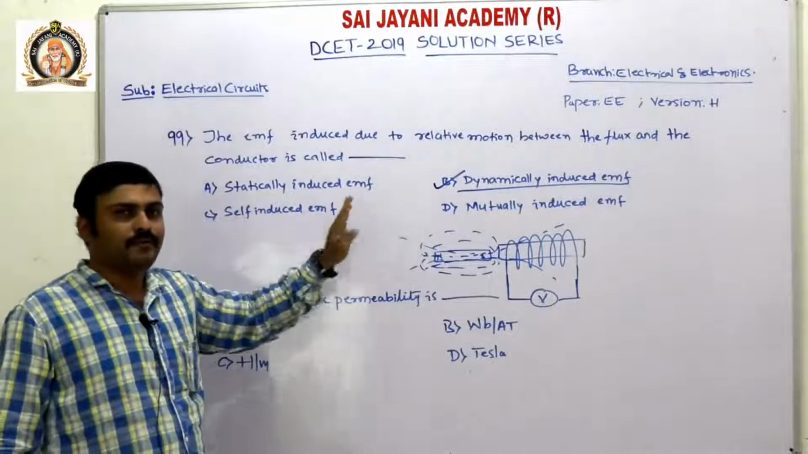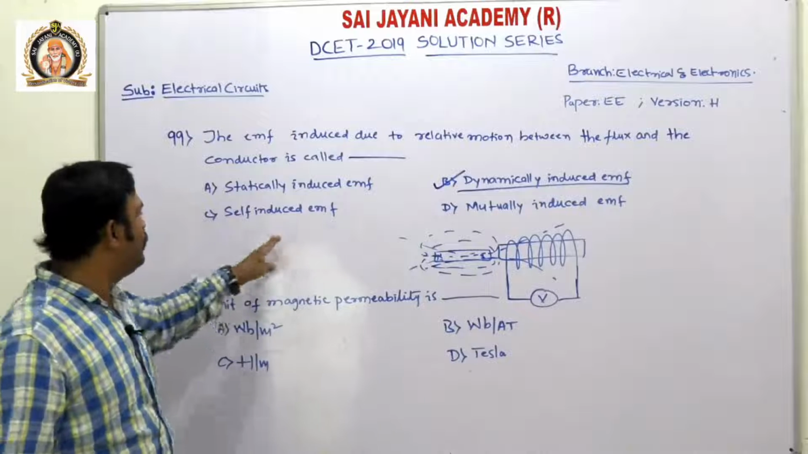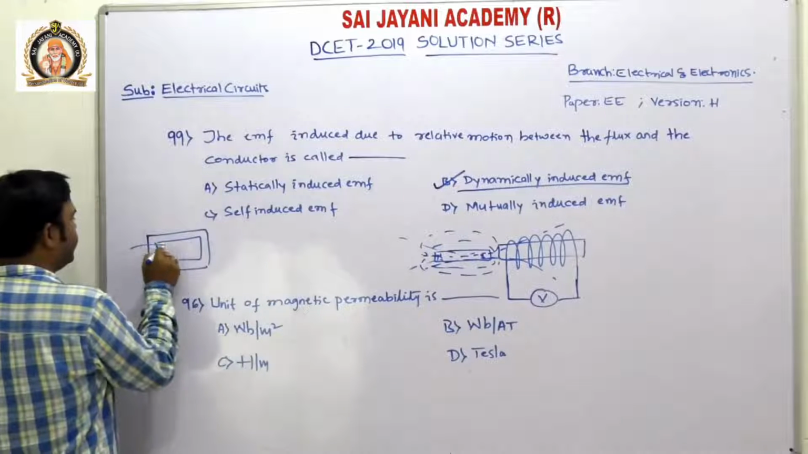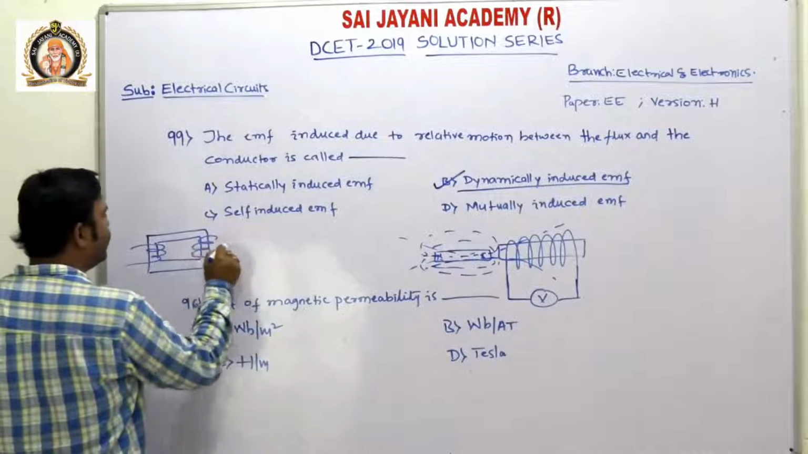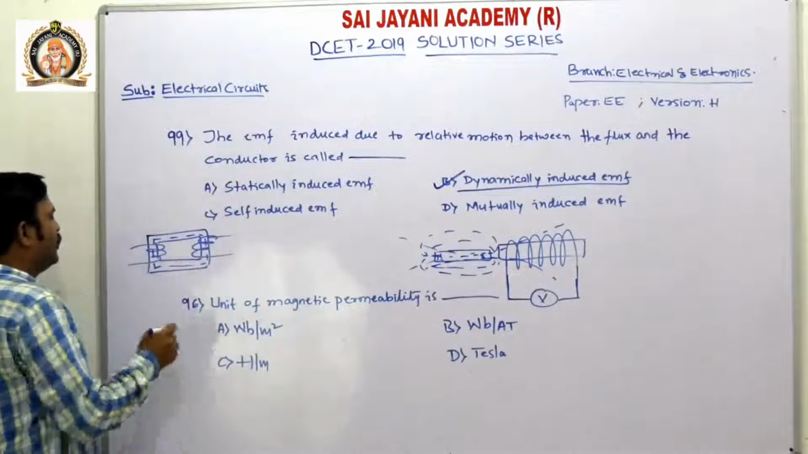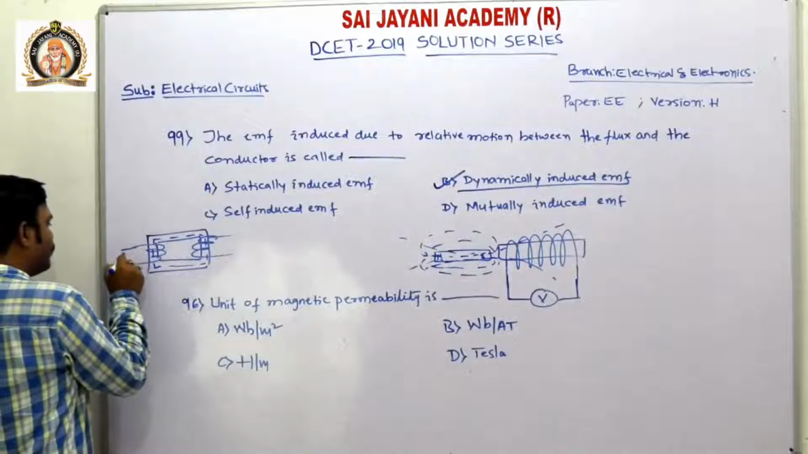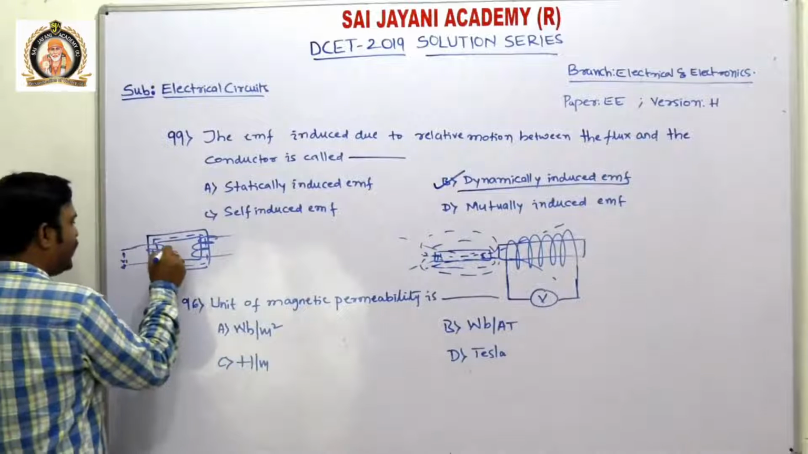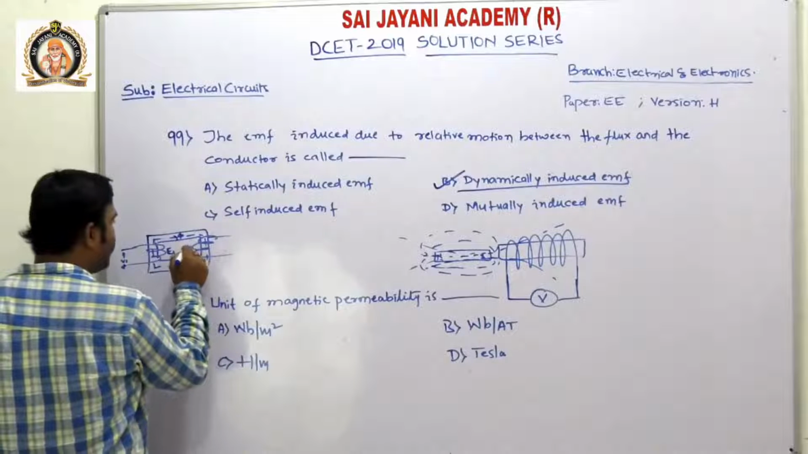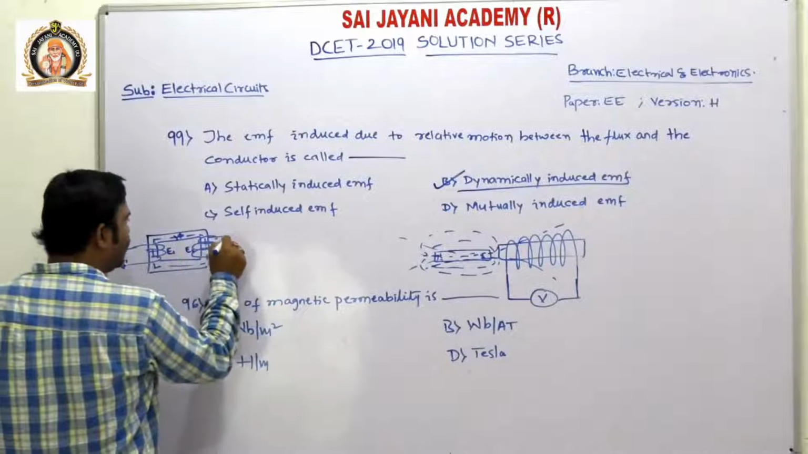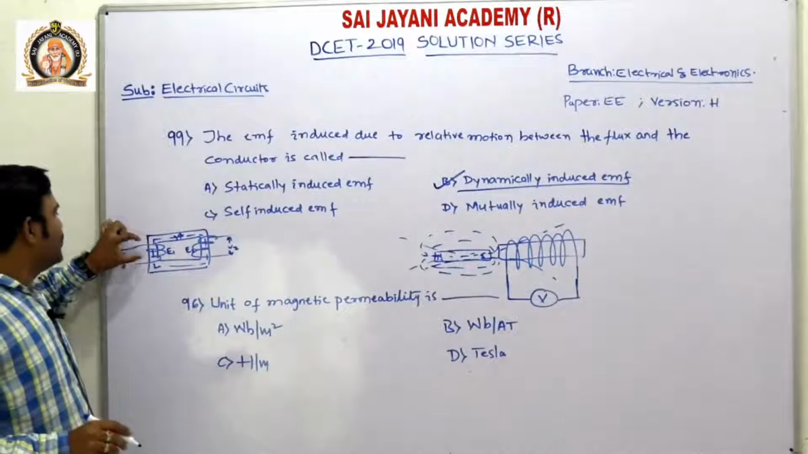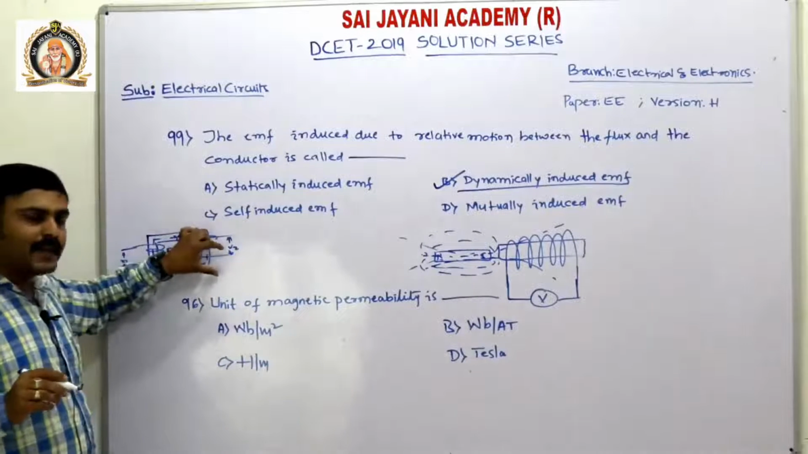Self-induced EMF, you will find it in a transformer. Here one coil is there, and here also one coil is there. We will give supply over here, V1, and an EMF is induced here. After this, flux passes through the core and another EMF is induced here, and we will get the terminal voltage over here. This is the primary and this is the secondary.